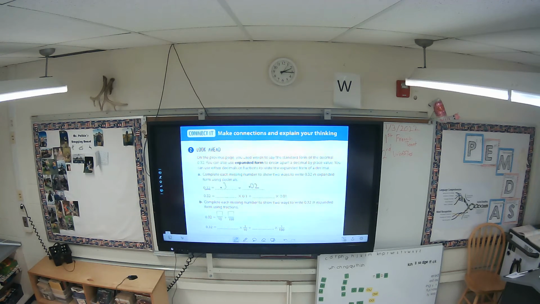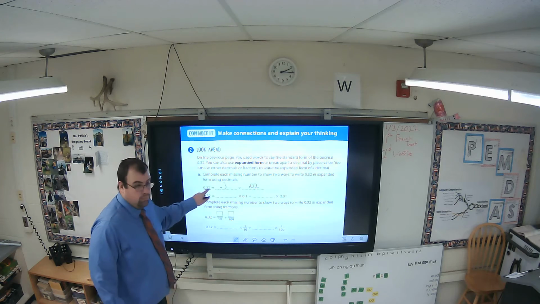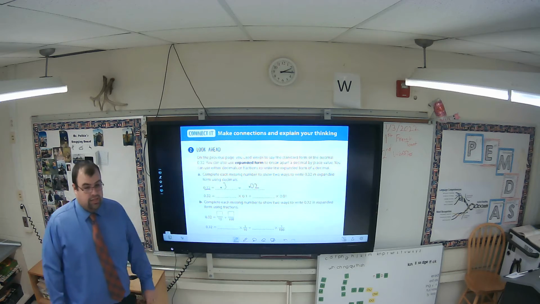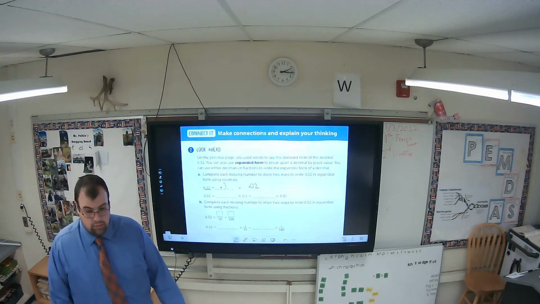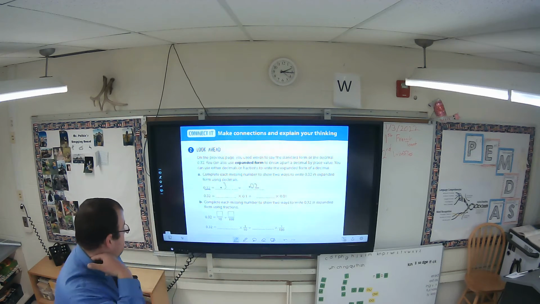Did I break it apart by place value? Is this broken apart in place value? Yeah. Do the two add up to equal 32 hundredths? Yep. Does that work then? Yes.